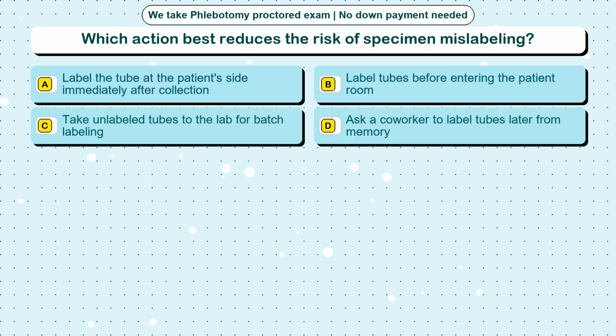Question 84. Which action best reduces the risk of specimen mislabeling? Option A. Label the tube at the patient's side immediately after collection. Option B. Label tubes before entering the patient room. Option C. Take unlabeled tubes to the lab for batch labeling. Option D. Ask a coworker to label tubes later from memory.